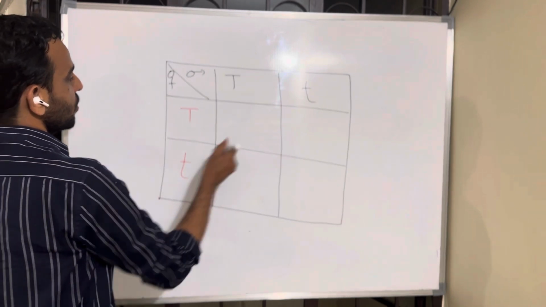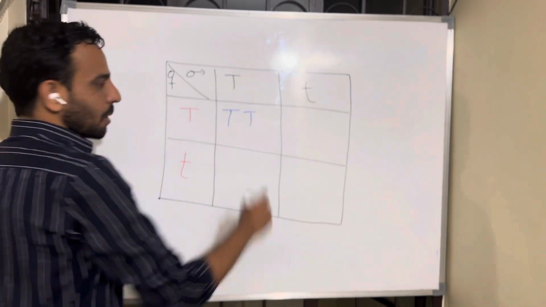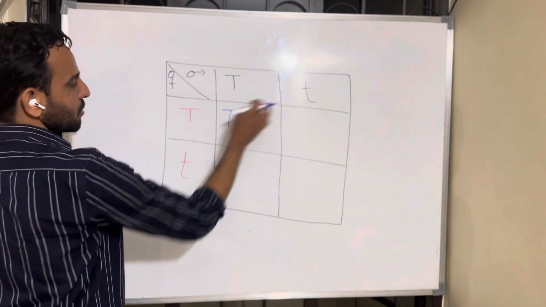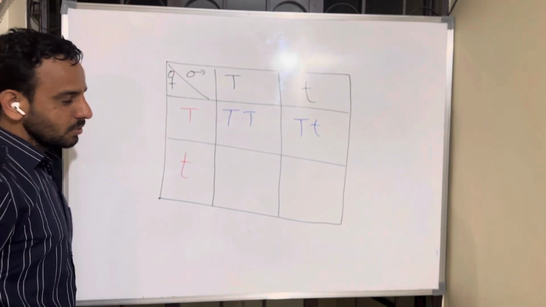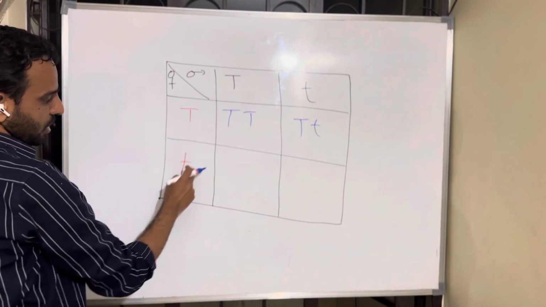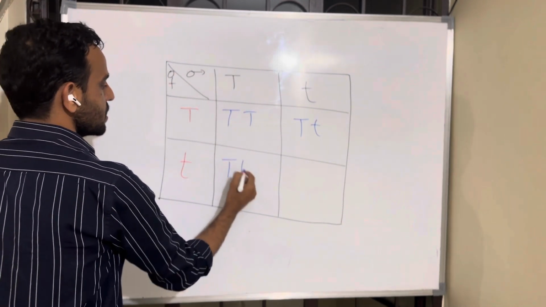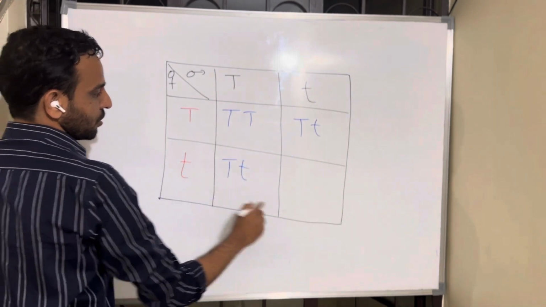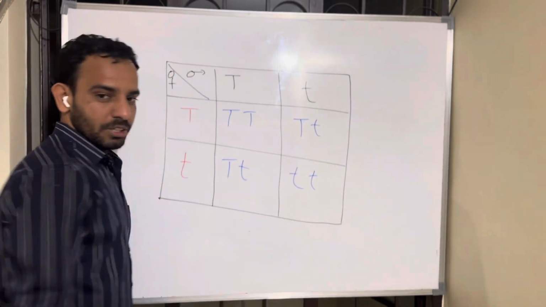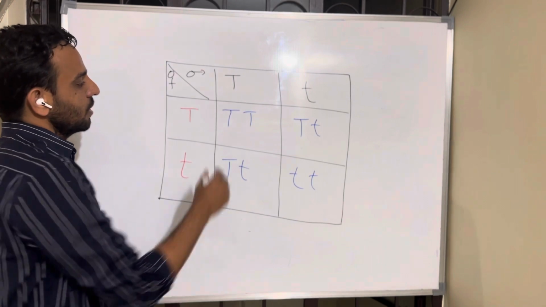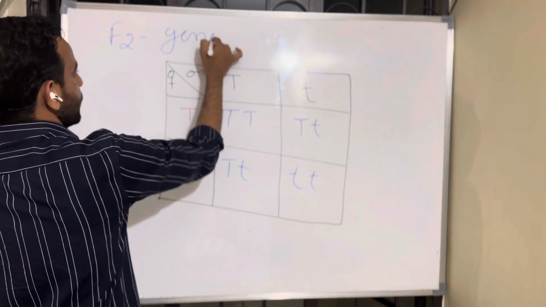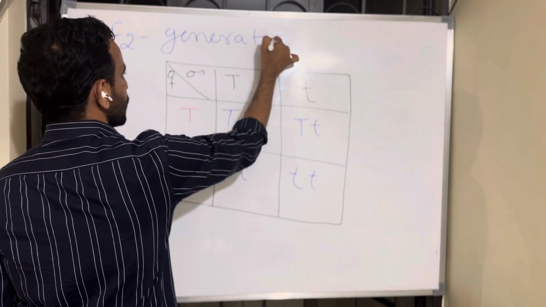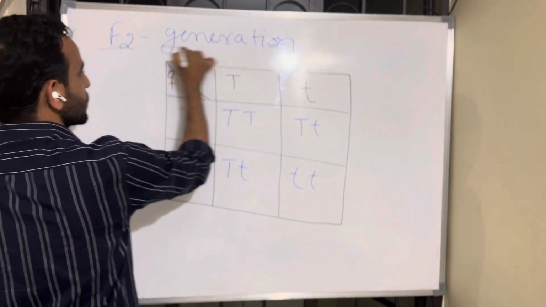So what will we get here? There will be formation of capital T, capital T. This male gamete can fuse with this female gamete, so capital T, small t. This female gamete can fuse with this one, so capital T, small t. And this can fuse with this one, so small t, small t. Which generation are we talking about now? We are talking about the F2 generation.